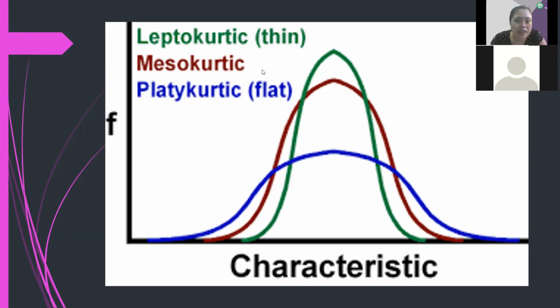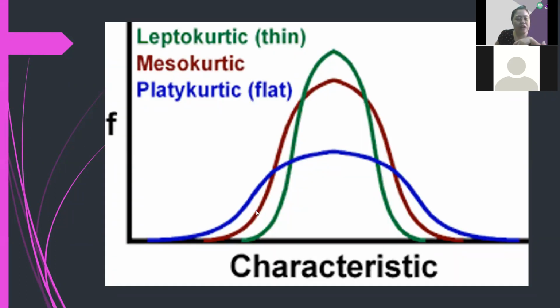The green one is called the leptokurtic or leptokurtosis, which is still normally distributed but it's thin. Payat siya, so parang nag-concentrate yung data mo sa gitna. It's still normally distributed though, kasi pag hinati mo siya, you will still have a mirror image of the left side and the right side. And then the red one is the mesokurtic.